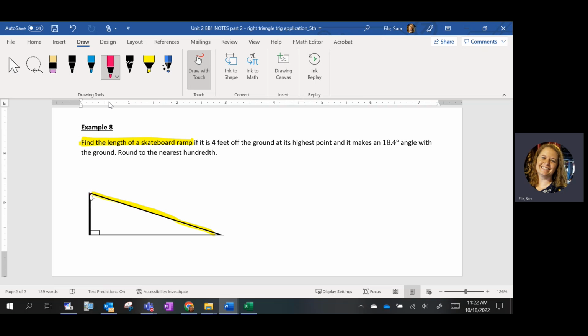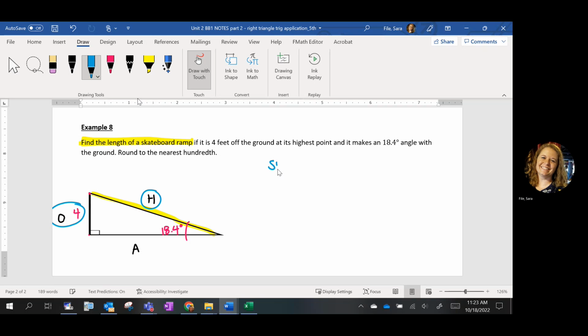Okay, it says the highest point of the ramp is 4 feet from the ground. So this is a distance of 4. Okay, and then it says that the angle that the ramp makes with the ground is 18.4. So the ramp and the ground meet here. So from that angle, this is opposite, adjacent, and hypotenuse. And they are asking for the length of the ramp. So they're asking for the hypotenuse, and we're given the opposite. So what trig function should I set up? Sine.